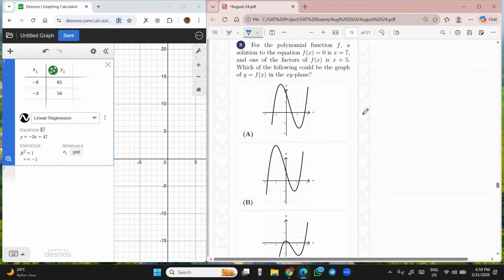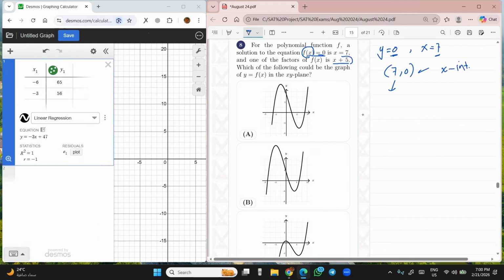Question 8. For the polynomial function f, a solution to the equation f of x is equal to 0 is x is equal to 7. And one of the factors is x plus 5. Which of the following could be the graph of y equals f of x in the xy plane? So we have f of x is equal to 0, which means y equals 0 when x is equal to 7. And that means a point which is 7 and 0. The x coordinate is 7, the y coordinate is 0. So 7 and 0 is one of the points, which is called the x-intercept, one of the x-intercepts.